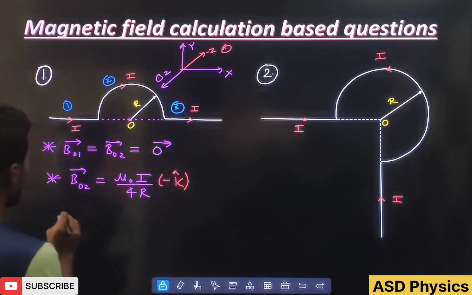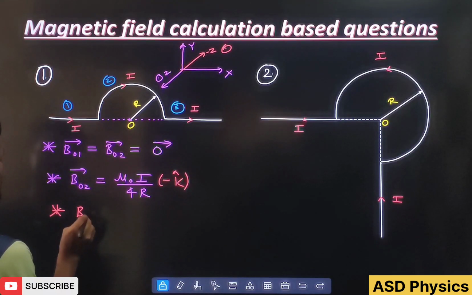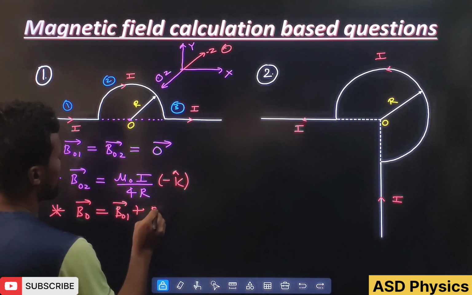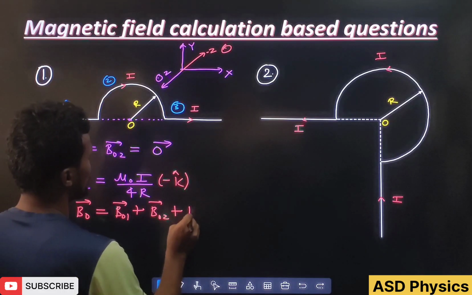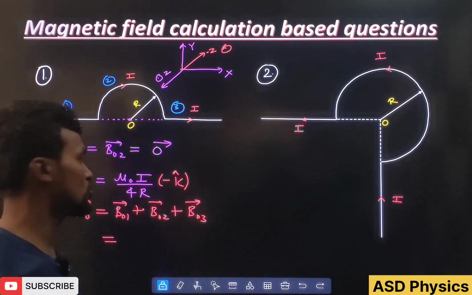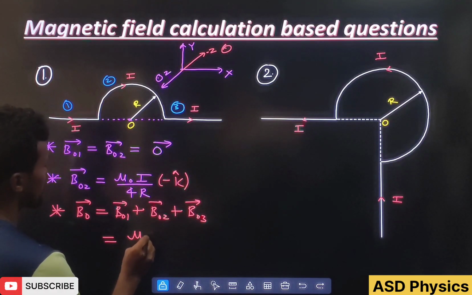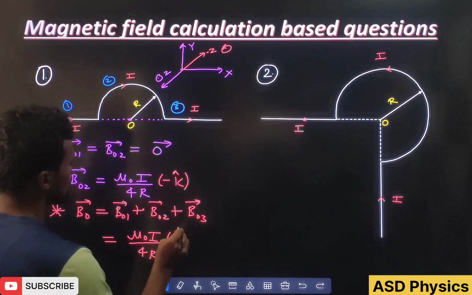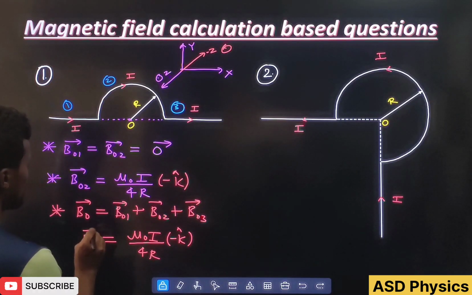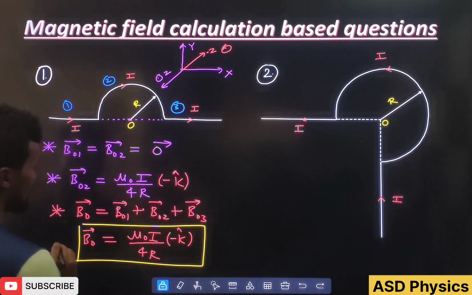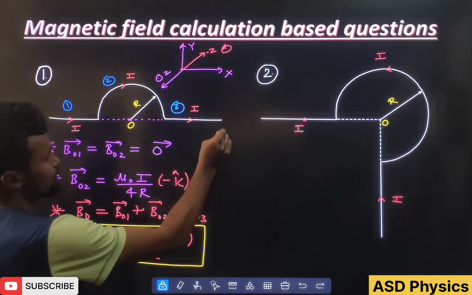Now students, what is the total magnetic field? The total magnetic field is a vector sum, so B01 plus B02 plus B03. Anyhow, B01 and B03 are 0 only. So what is the answer? Remember, students: mu naught I by 4r, and here minus k cap. Now this is the magnetic field due to the first case. Is it correct?